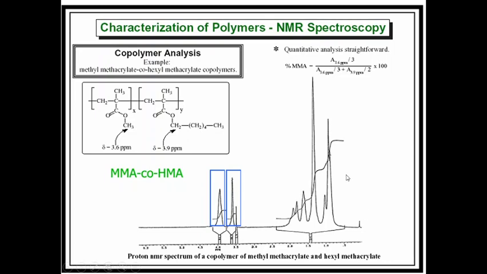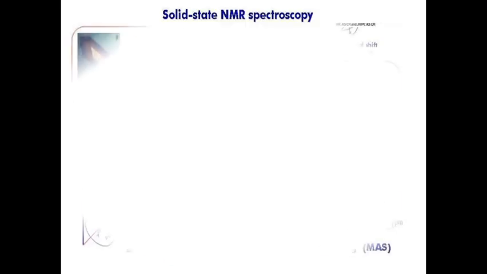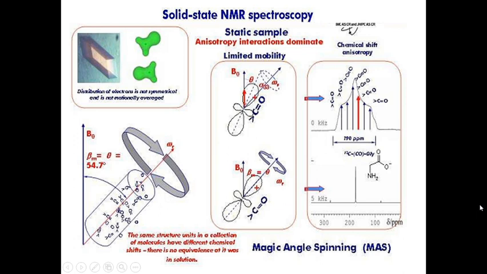And the copolymer analysis. This is the proton NMR spectrum of the copolymer of methyl methacrylate and hexyl methacrylate. So depending on these peaks of the chemical shifts, you can determine the sequences of the copolymer. Solid state NMR spectroscopy. This is just for your knowledge, you don't need to understand it. So you got the brief idea of what is NMR spectroscopy.